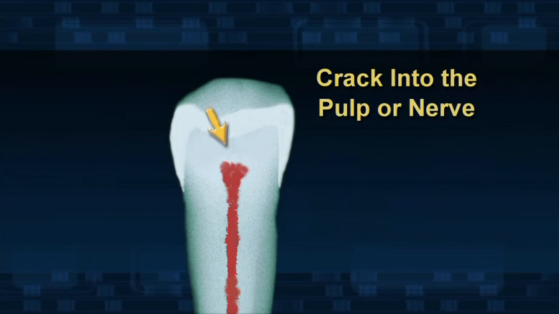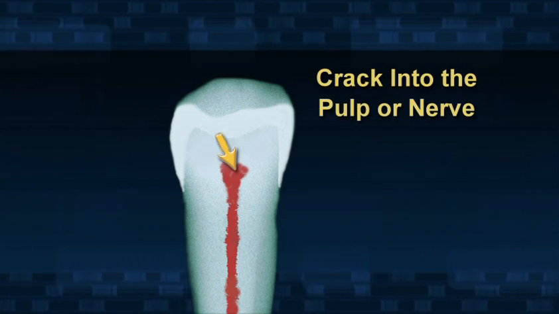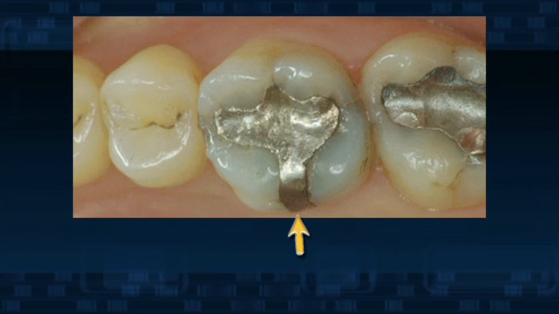Cracks into the pulp or nerve usually are very painful and require immediate attention. If you have this type of crack, you would have had pain almost all the time since the crack occurred. This situation presents a difficult decision for you and for your dentist because the outcome of conservative treatment is not totally predictable. This image appears to be a normal-looking tooth with a silver filling in it.